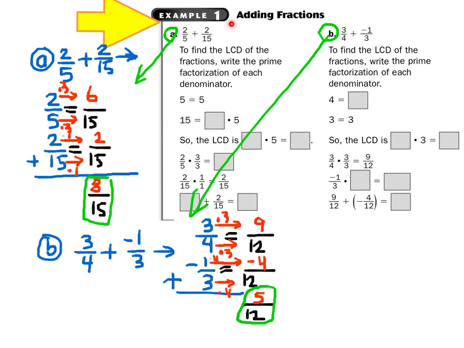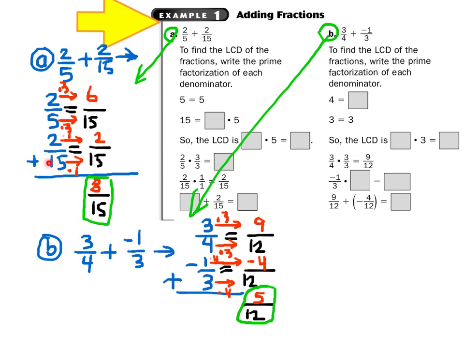Okay, so let's look at example 1, adding fractions. Take a look at A. We want to add 2 over 5 plus 2 over 15. Well, notice that the denominators, the 5 and the 15, don't match. So this is what I do. When I write it out and I see that they don't match, immediately I write it as a tower. So 2 over 5 on top plus 2 over 15 on the bottom.